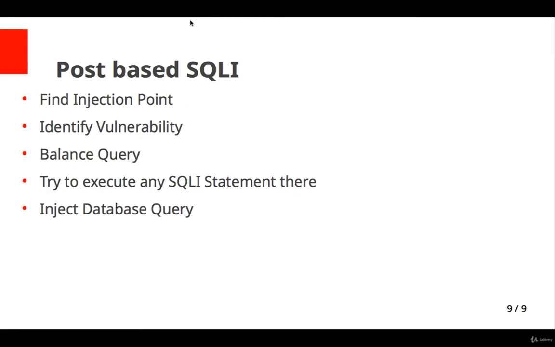Now we will see post-based SQLI injection. The steps will be the same: find the injection point, identify the vulnerability, balance the query, and try to execute any SQLI statement there, like order by, union or double query, to inject a database query.